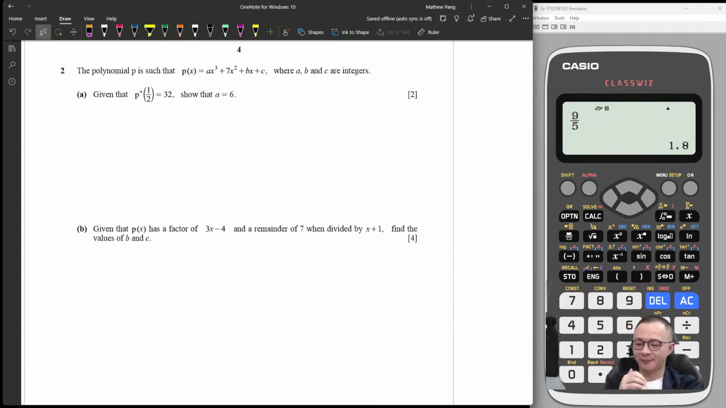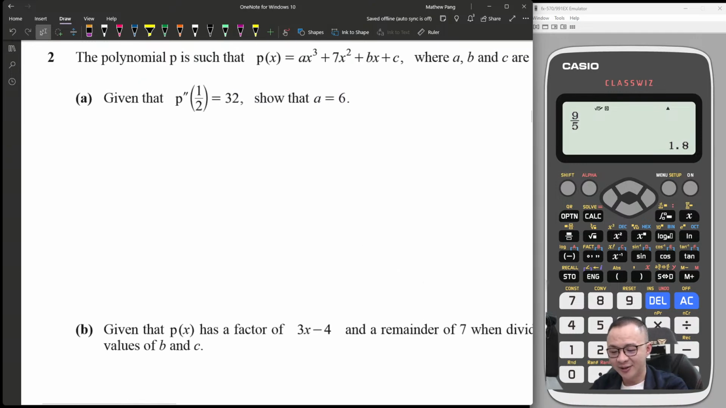Next one. Okay, so the polynomial P is this equation. Then given, okay, see carefully. This double dot here means differentiate 2 times.